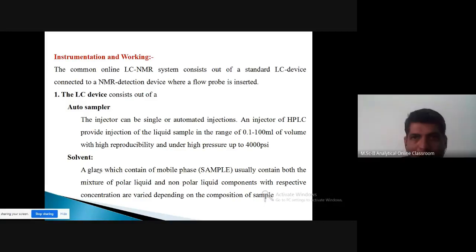Acetone, hexane. Hexane, okay. Water is polar, sir. Water is polar, okay. Ethanol.